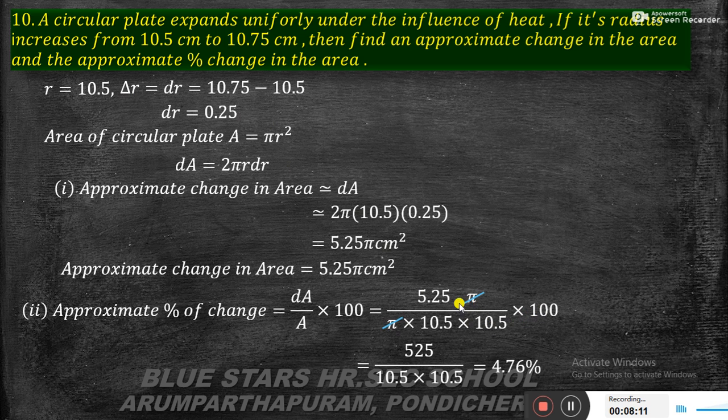The next step, I cancel the pi. The remaining terms I write here: 5.25 into 100 means 525. The decimal point is eliminated. So 525 by 10.5 into 10.5. Therefore we divide 525 by 10.5 into 10.5, and we get the answer 4.76 percent. This is the answer for the approximate percentage change.